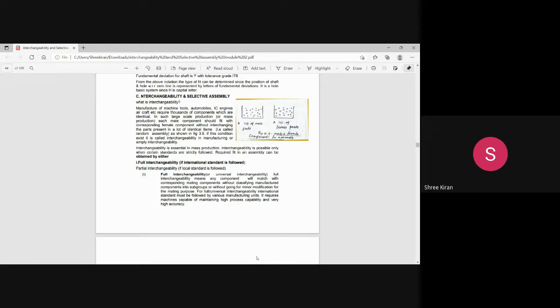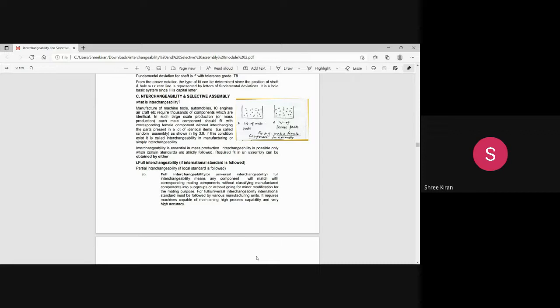In such large scale production, each male component, you can see in the figure, a male component and a female component. So each male component should fit with the corresponding female component. It's a combination of two parts. Each male component should fit with the female component without interchanging the parts present in a lot of identical items. That is called random assembly.